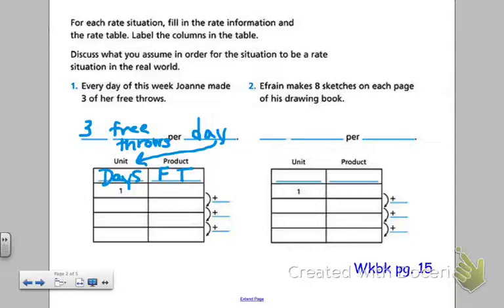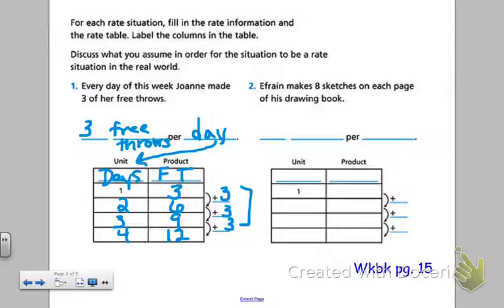So let's see, on the first day, well, obviously Joanne would make 3 free throws. On the second day, well, now we're up to 6 because she has done 3 more free throws. Now on the third day, okay, again, another increase of 3 free throws. We're up to 9. Fourth day, now we're up to 12. Another increase of 3. So you can see that we have a constant rate of 3 free throws per day.